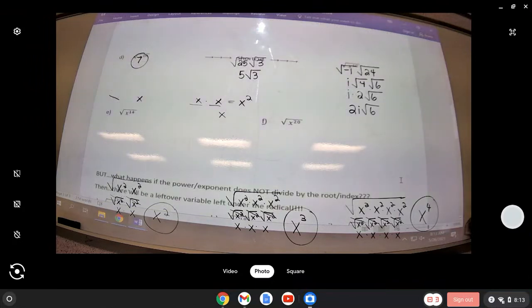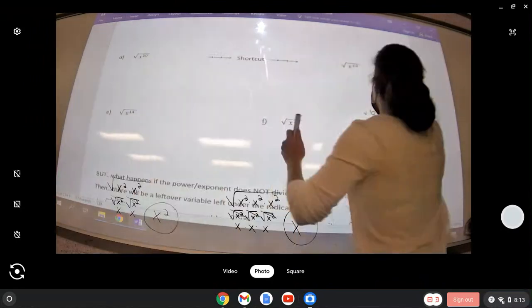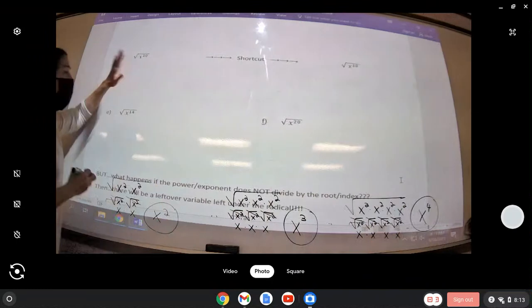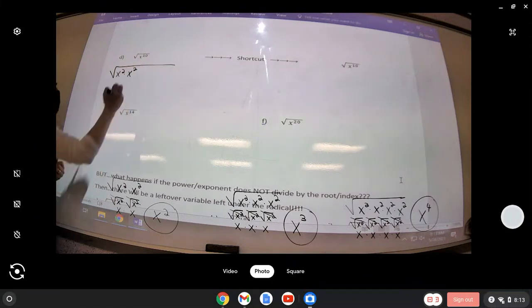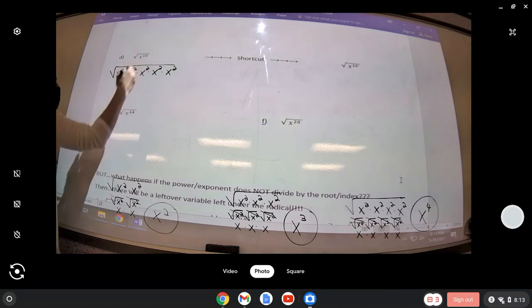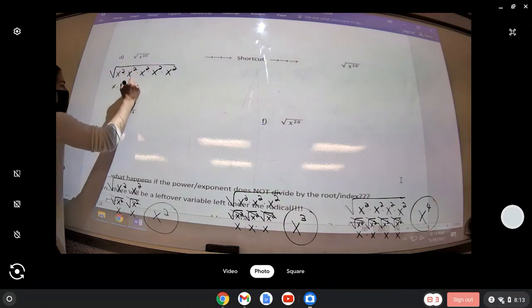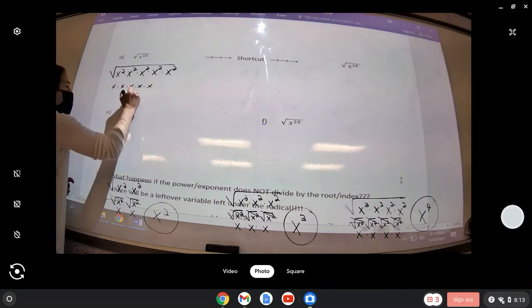All right, so guys, you don't have to write this down if you don't want to. But to take the square root of x to the 10th, we would try to figure out how many x squareds we get, right? So x squared times x squared gets me 4, times x squared gets me 6, times x squared gets me 8, times another x squared gets me 10, right? So that's how many x squareds I can make from x to the 10th. I would square root all of them. I would get x times x times x times x times x. And I would end up with x to the 5th power.